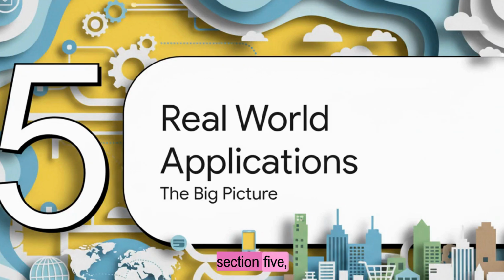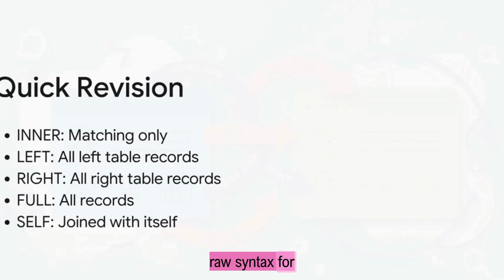Finally, Section 5, Real-World Database Applications. Let's look at the big picture. Let's move past the raw syntax for a minute and see how this builds into something much bigger. But real quick, let's do a rapid-fire revision of the 5 rules to lock them in. Ready? Inner gives matching records only. Left gives all left records. Right gives all right records. Full gives absolutely all records. And self joins a table with itself.